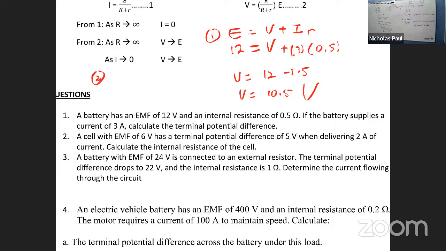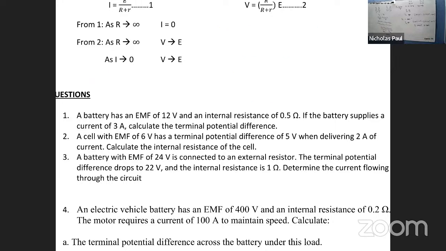Big R is the external resistor, small r is the internal. That belongs to that.